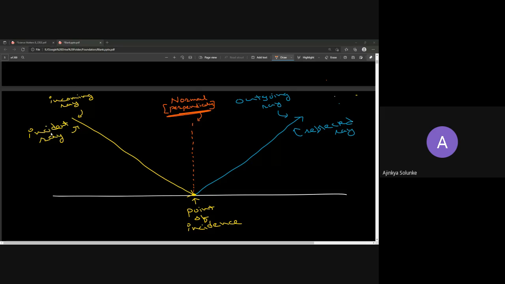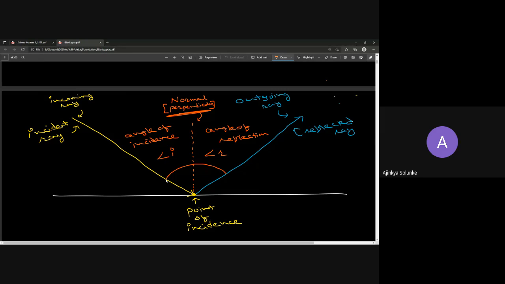So now the incident ray and the normal, there is an angle between them, and that is going to be called the angle of incidence. Angle of incidence is between the incident ray and normal. And what about the reflected ray? We are going to call it the angle of reflection. And this one we call the angle of incidence. Very simple. So we have angle of incidence and angle of reflection, and we represent them with letter I and letter R.